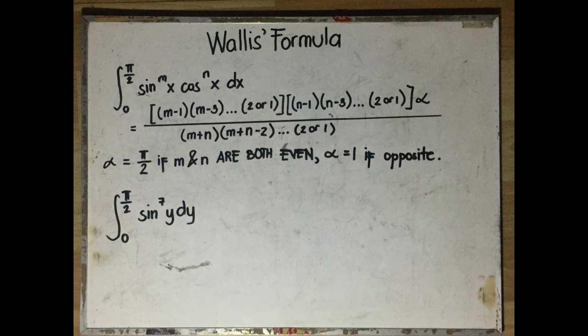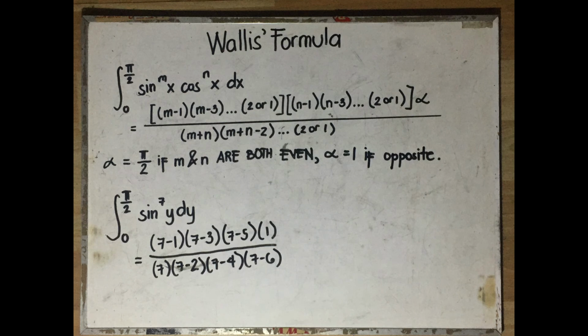Then, the last example. The integration from 0 to pi over 2 of sine y raised to 7 dy. It is equal to the quantity of 7 minus 1 times the quantity of 7 minus 3 times the quantity of 7 minus 5, times 1 over 7 times the quantity of 7 minus 2 times the quantity of 7 minus 4 times the quantity of 7 minus 6 gives you the final answer of 16 over 35.